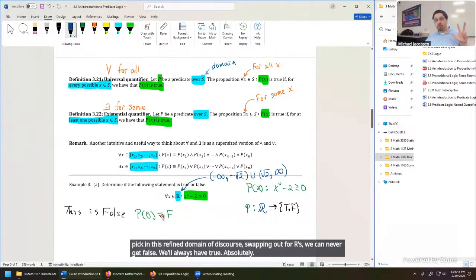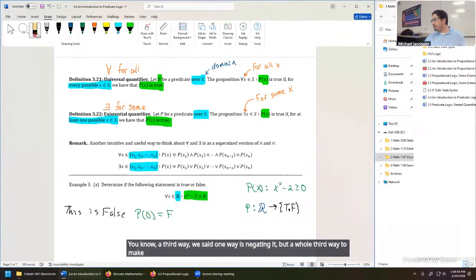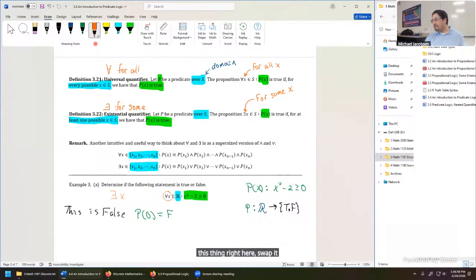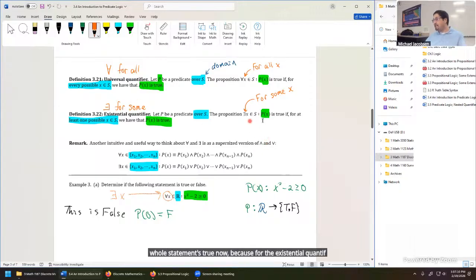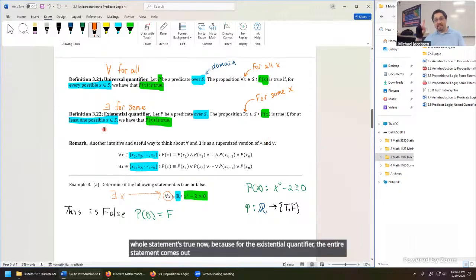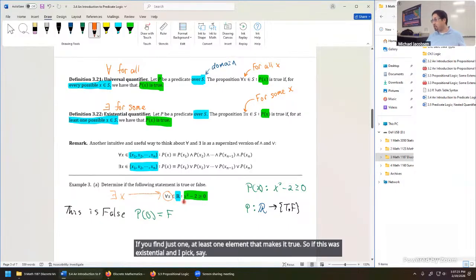Absolutely. And a third way, we said one way is negating it, but a whole third way to make this entire statement true is you could just swap this for there exists x in the real numbers such that x squared minus 2 is greater than or equal to 0. The whole statement's true now because for the existential quantifier, the entire statement comes out true if you find at least one element that makes it true. So if this was existential and I pick, say, 5, 5 squared minus 2 is positive, and we get a true statement out. Other questions with that one so far?